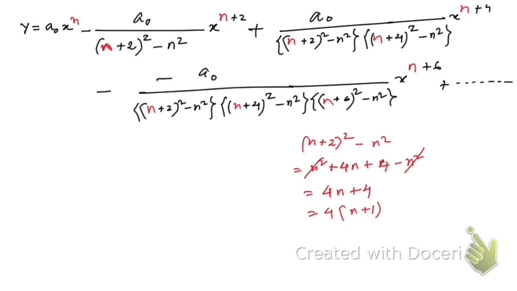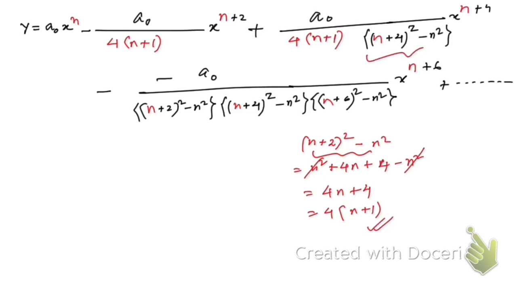So this denominator can be replaced by this one. Let me replace it by 4 into n plus 1. Now let me simplify this too. As I have already calculated this, this is equal to 4 into n plus 1. Here we have already got it. Now let me simplify this part.